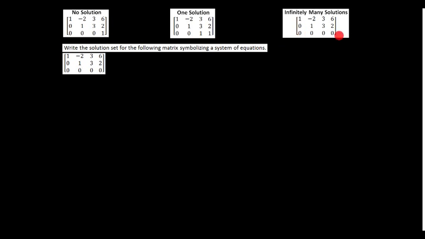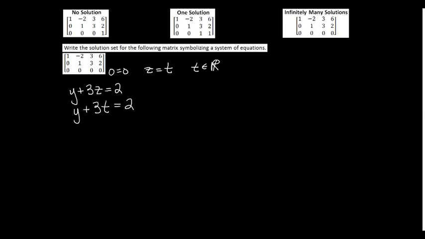We get infinite solutions if the last row is all zeros. So let's take a look at how to write the answer when we have an infinite solution. So the first case, our last row indicates we have 0 equals 0. So that means we're going to let z equal t and have the same case where t is any real number. We'll use the second row, which represents y plus 3z equals 2, and solve for y once we replace the z with a t. So I get y equals negative 3t plus 2.